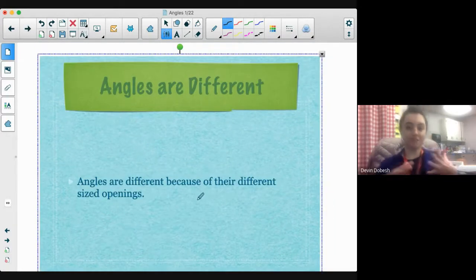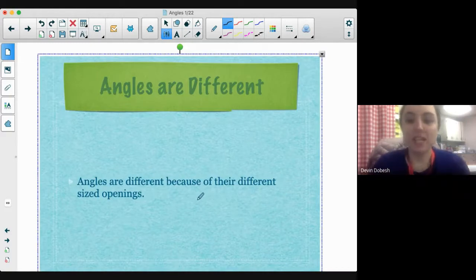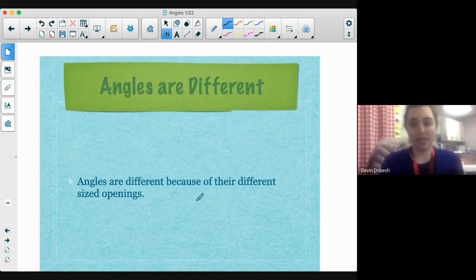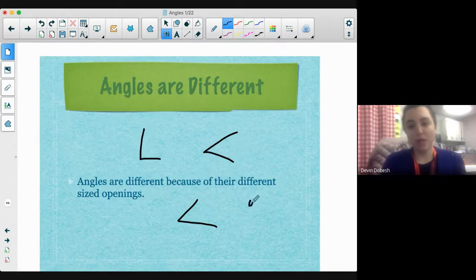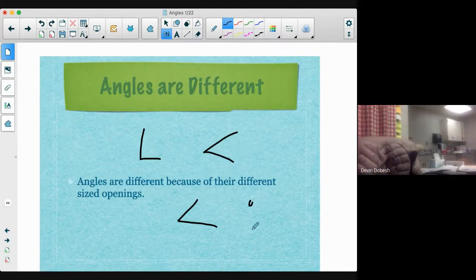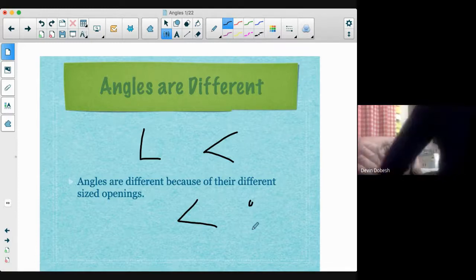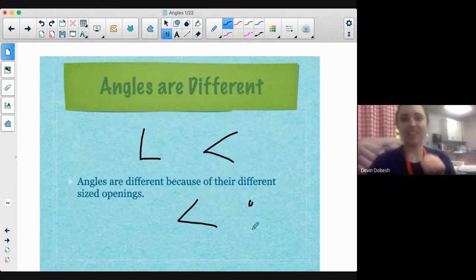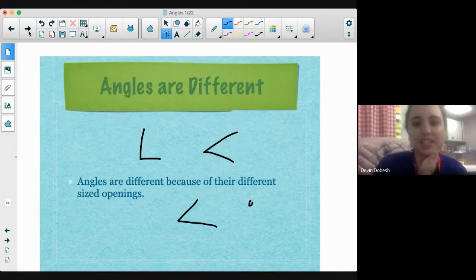Angles are different because they have different size openings. Some will be like this, some will be like that, some could be really small. Angles are all different. Okay, let's look at our next one.